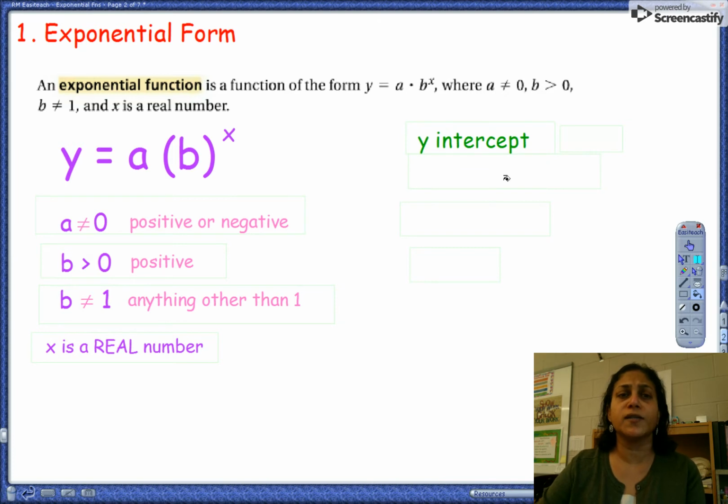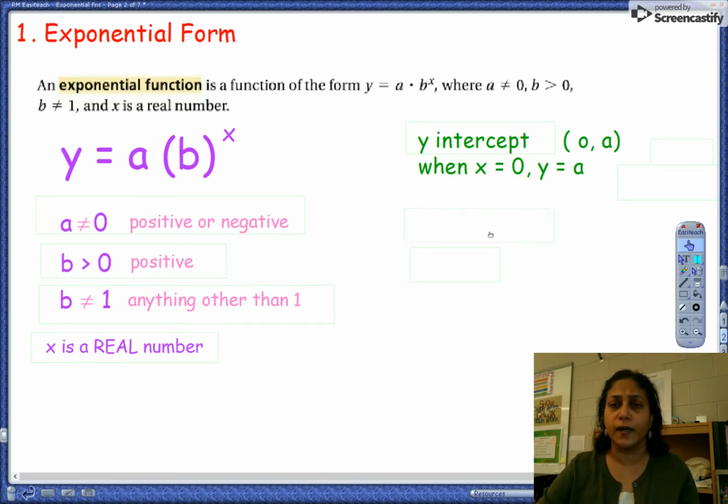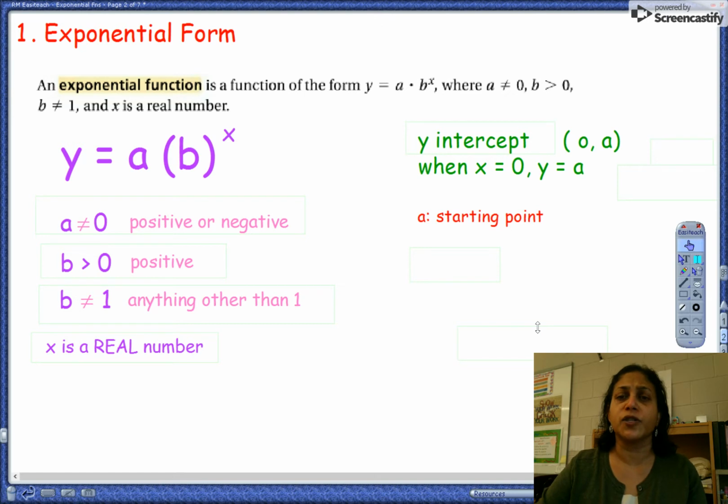So the y-intercept for an exponential function, we can find it when x is 0. Then y will be a, because b to the 0 power becomes 1. And so y is equal to a, and your y-intercept is given by (0, a). A then is your starting point because that is your y-intercept. And b, we call it the factor for the exponential function. So let's look at a few.